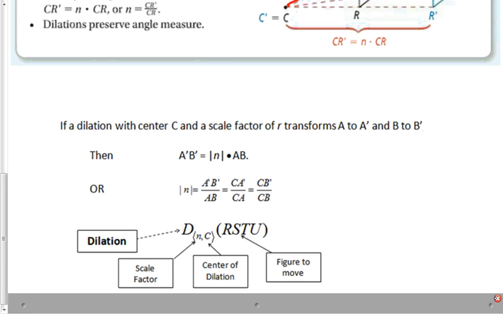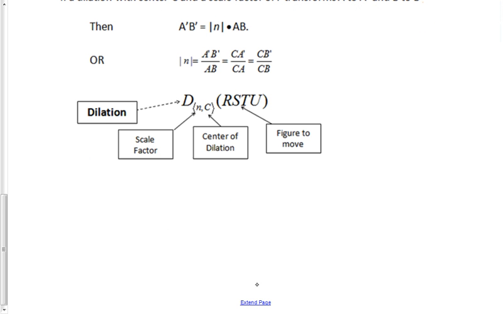The important part to note here is the notation. So if you see a dilation, we use a little fancy parentheses, a little arrow parentheses here, and in it we include the scale factor first, and then the center of dilation. Okay, and then we also usually put the figure that we're dilating at the end.